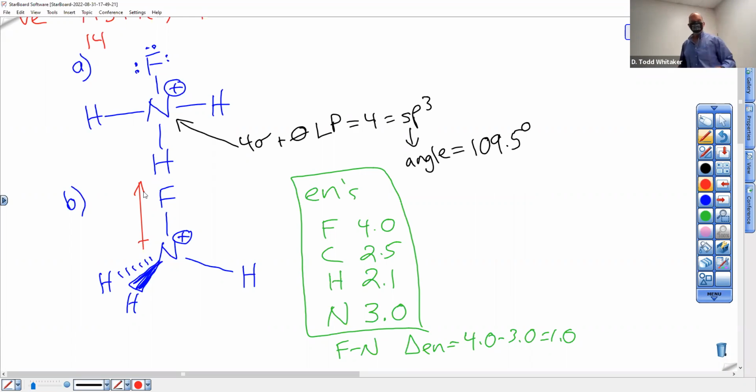And the arrows will be smaller. Do you know how I know that? Delta EN for N bonded to H is 3.0 minus 2.1. They're not much smaller, but they're a teeny bit smaller, 10% smaller, right? So I'll do those in black, just a little shorter than the first one.